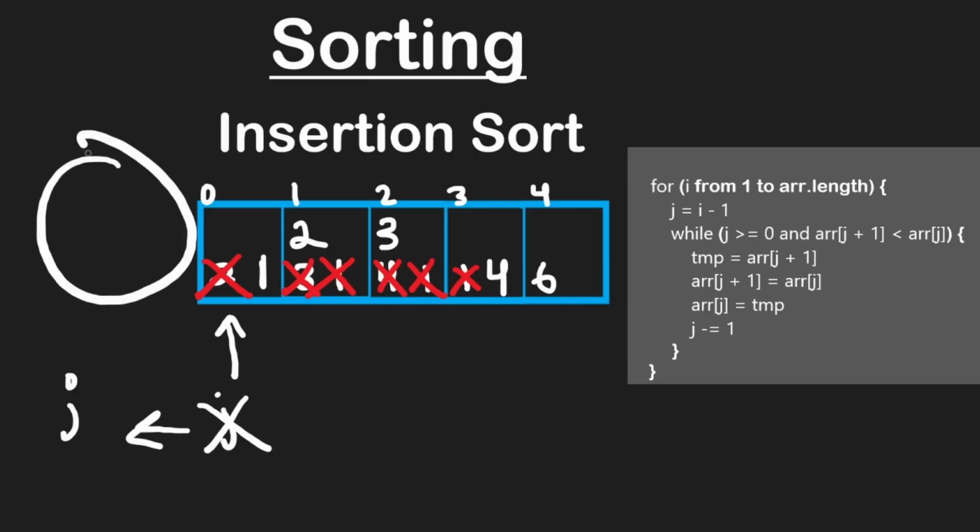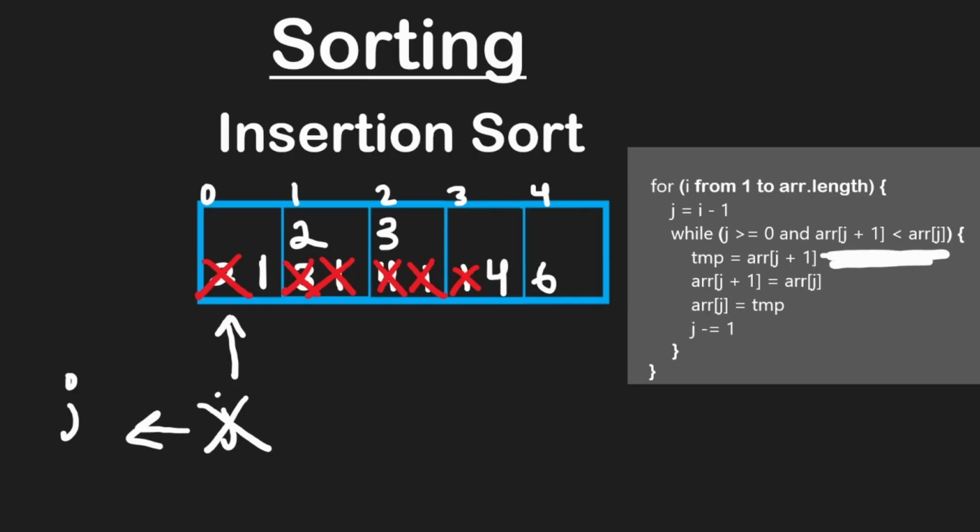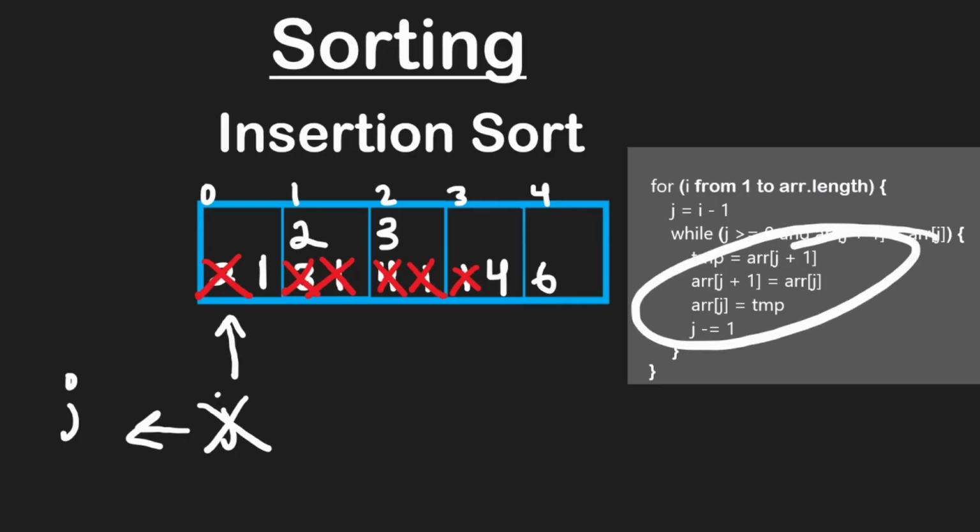Now it's out of bounds. So now there's no point in even doing a comparison. That's why we're checking that it's in bounds before we do this. We don't want an index out of bounds error. So since it's not in bounds, we can stop doing this loop.